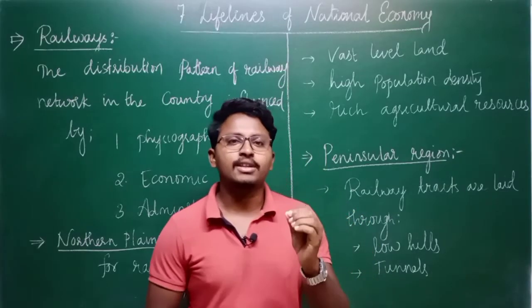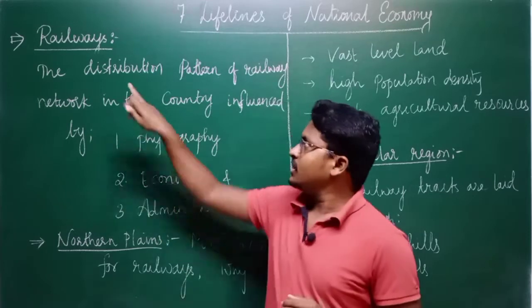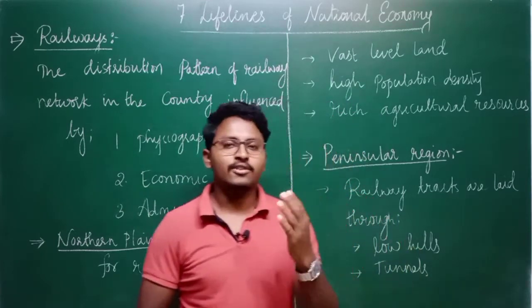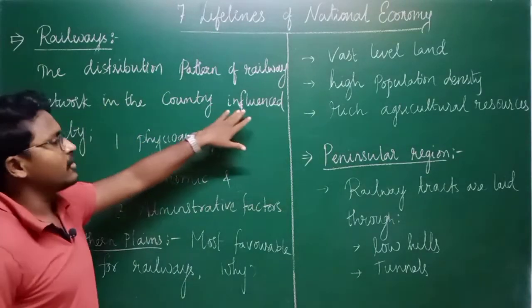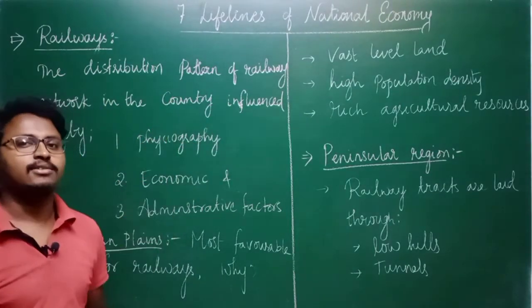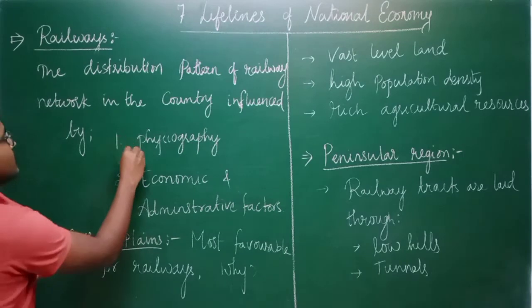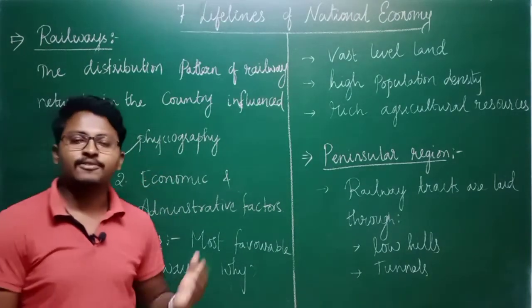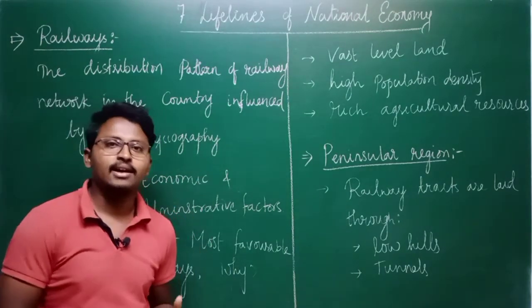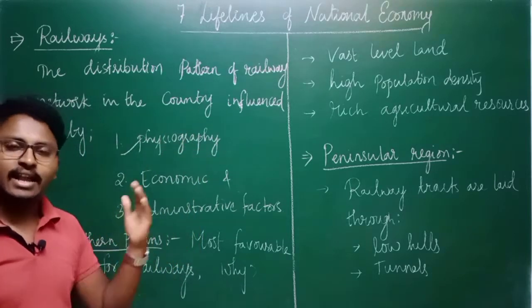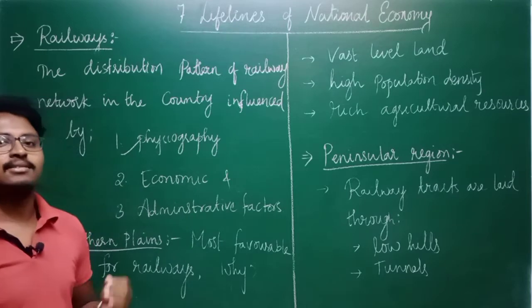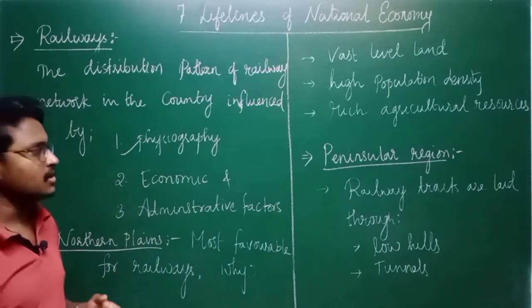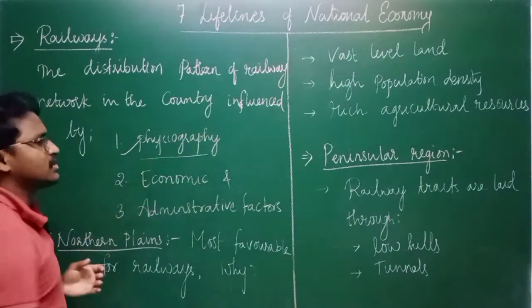Let us discuss the factors that influence the distribution pattern of the railways. There are mainly three important factors which influence the distribution of railways in the country. What are these? The first one is physiography, that means the physical features of that particular area. It may be high relief or highland or lowland or a flat area, the plain areas, or the plateau region. So it depends upon the physiography.